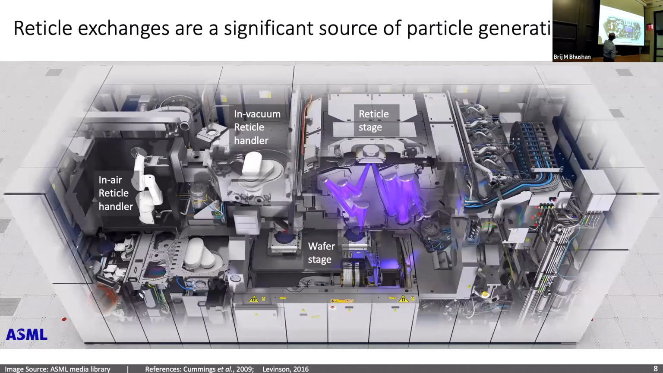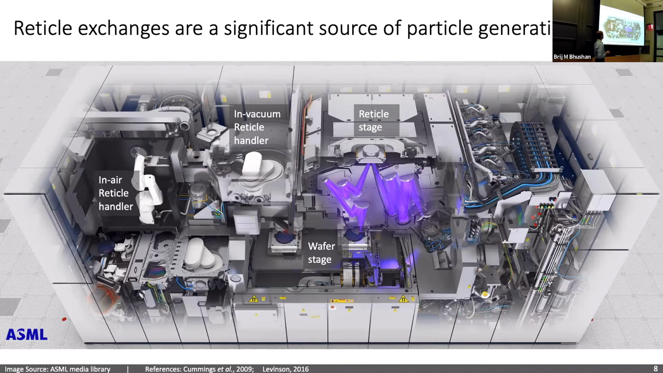How does reticle exchange take place? We have a reticle stacked on the magazine here. So we have the inner reticle handler that transfers it onto vacuum. And then we have the reticle, which rides on a short stroke stage called the reticle stage here. So the reticle is clamped to an electrostatic chuck and then moves on drives, and it comes and picks up the reticles.